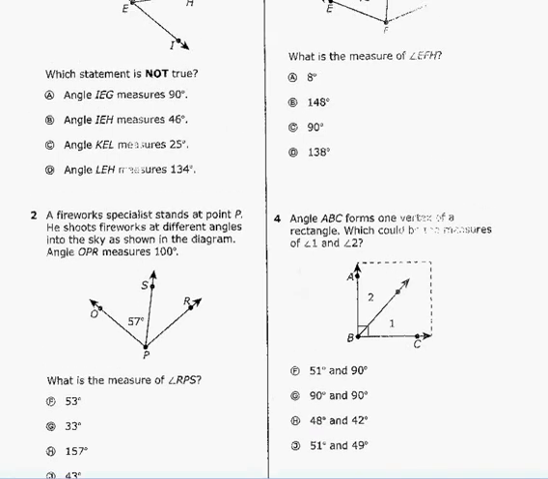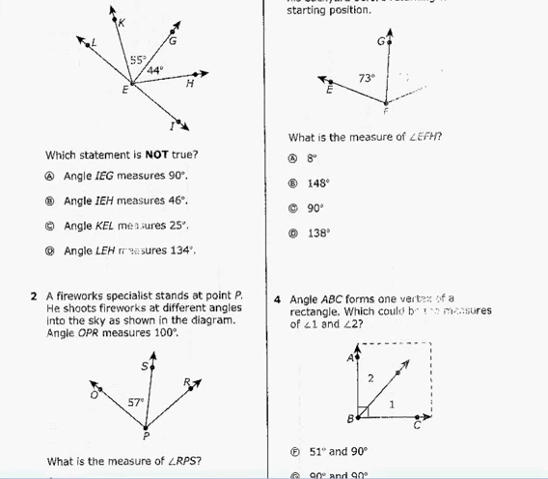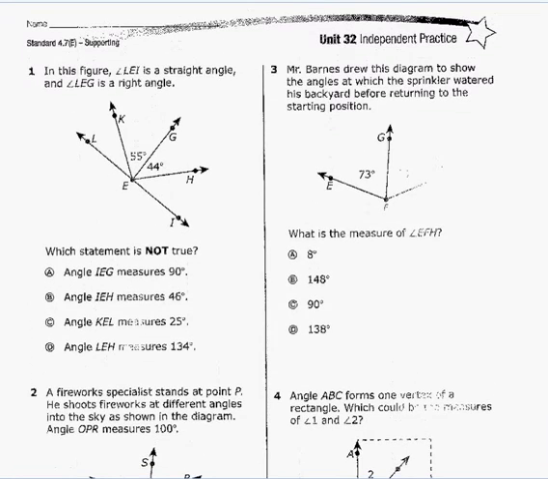Okay. Going to look at a couple other questions. In this figure, angle LEI is a straight angle, and angle LEG is a right angle. Which statement is not true? A, angle LEG measures 90 degrees. Okay. H, angle IEG measures 46 degrees. C, angle KEL measures 25 degrees. Or D, angle LEH measures 134 degrees.